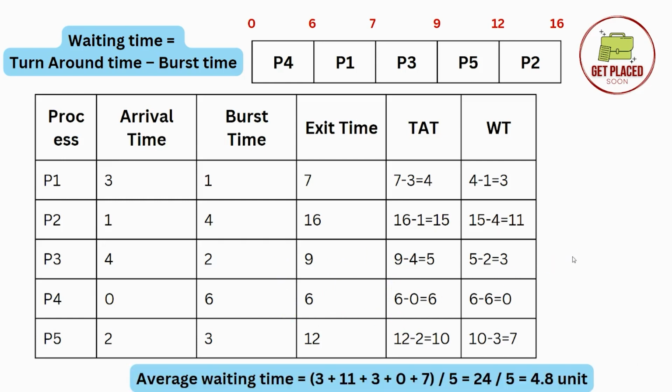To calculate the average waiting time, we add all the waiting time values and divide by the total number of processes. When we do that, we get 24 by 5, that is 4.8 units. So this is how we calculate average turnaround time and average waiting time. This is how we draw the Gantt chart for the non-preemptive shortest job first scheduling algorithm. If you have any doubts, make sure you comment below.